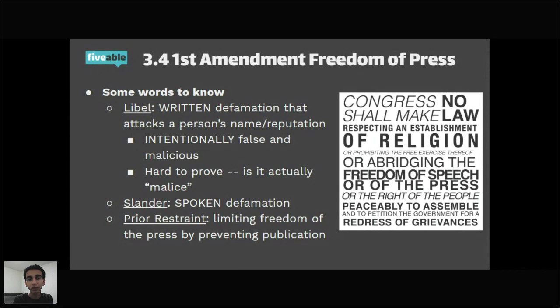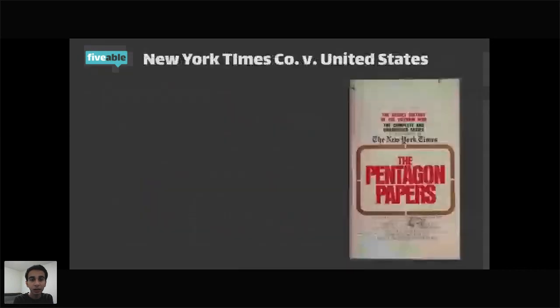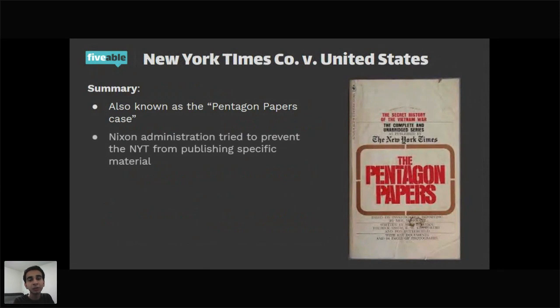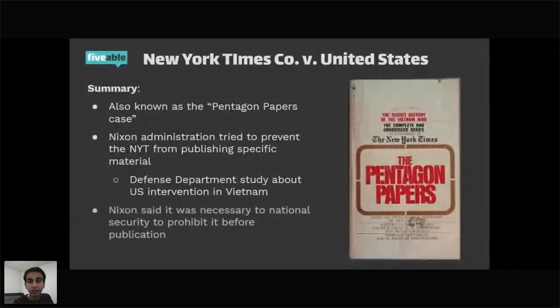All right, so we're going to go ahead and talk about one of those cases, which is the New York Times versus the United States. Correct. So it is known as the Pentagon Papers case because of what it involved. Basically, the Nixon administration was trying to prevent the New York Times from publishing specific and supposedly classified material. The Defense Department had conducted a study about U.S. intervention in Vietnam, and Nixon said it was really necessary to national security to prohibit that from being published. So that was kind of his reasoning. And again, this ties back to that term of prior restraint.